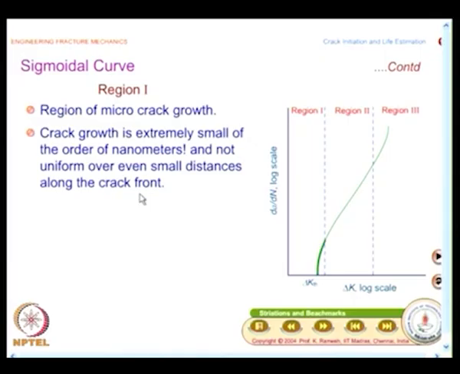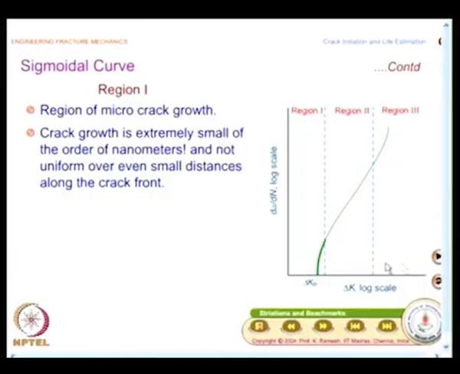So, what is the result? You would not have formation of striations, which is what you see in a fatigue crack growth. In the case of region 1, you will not see clear cut striations. So, that is what is summarized here.